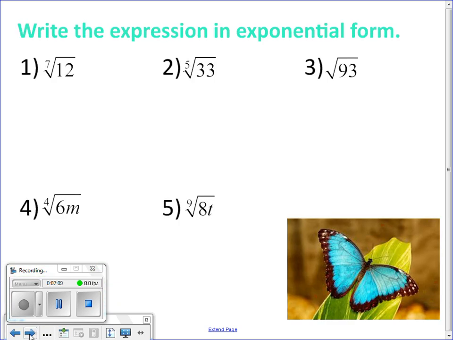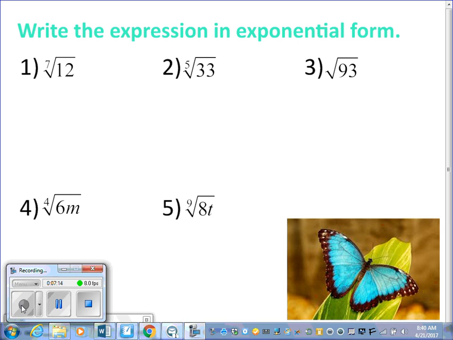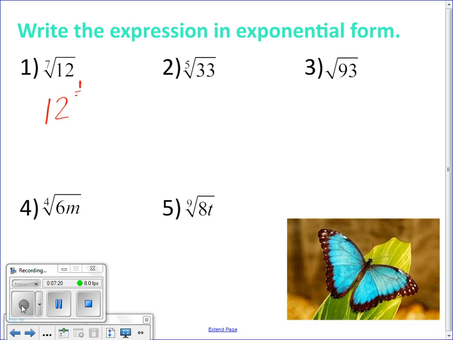Here we go. There are 5 of them. Try them on your own. All right, guys. Sounds like we're done. So here we go. How did you write the first one? Like that? All right, there it is. What about number 2? Number 3?